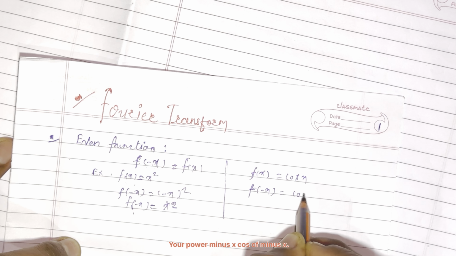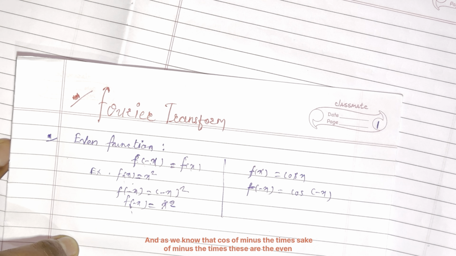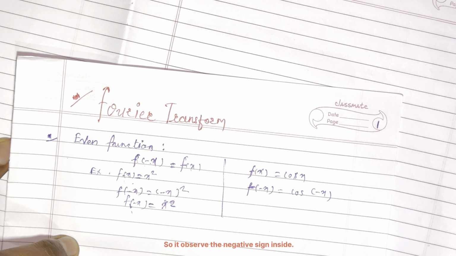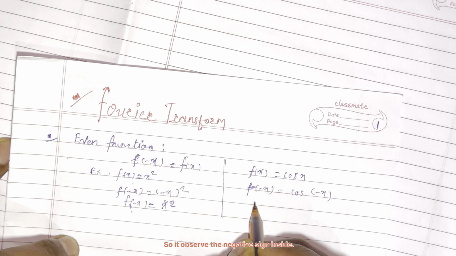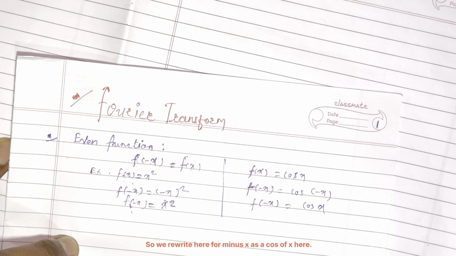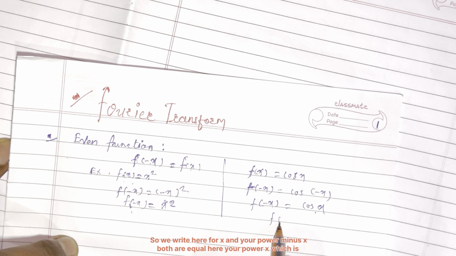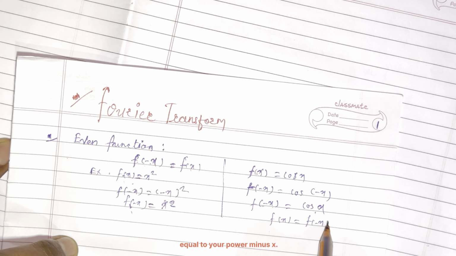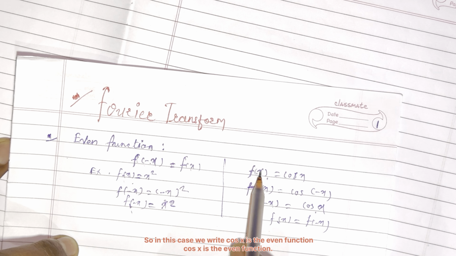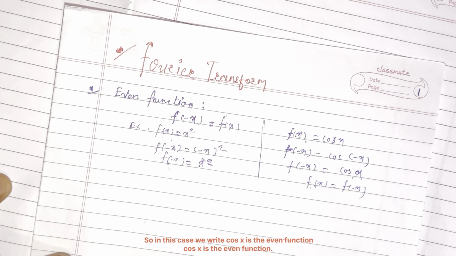F of minus x is cos of minus x. As we know, cos of minus theta and sec of minus theta are even functions, so it absorbs the negative sign inside, and we write f of minus x as cos x. Now f of x is cos x and f of minus x is also cos x, so f of x is equal to f of minus x. In this case, cos x is an even function.